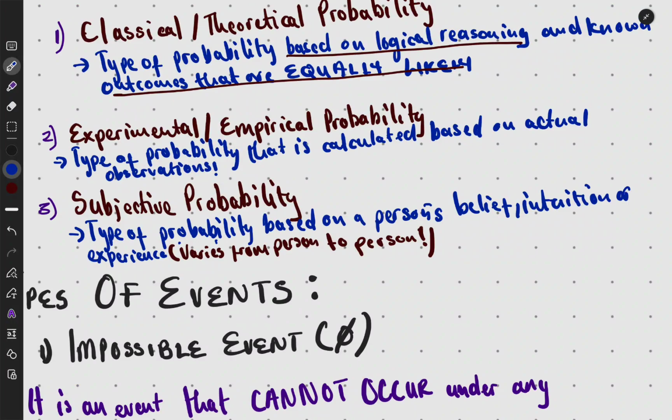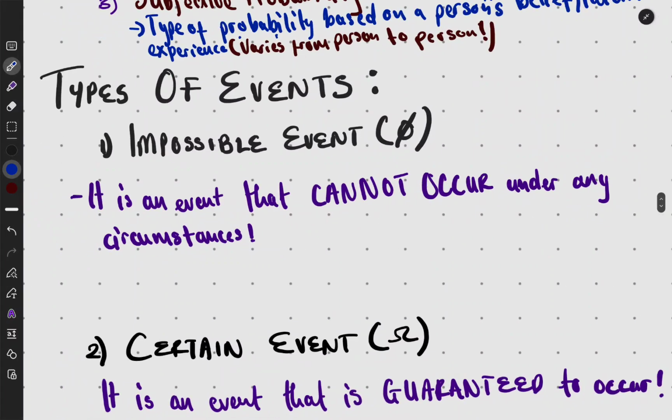But it varies from person to person. But the experimental is the type of probability that is calculated based on actual observations. It is calculated based on actual observations or experiments that have happened. Now, these are the types of probability.